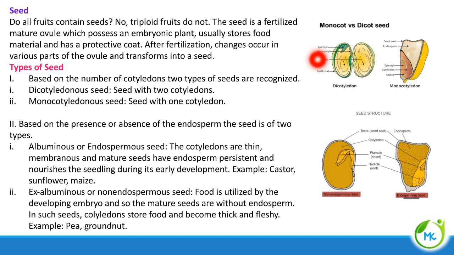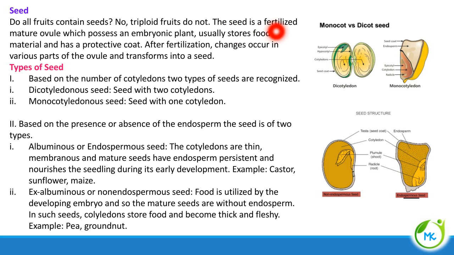What is a seed? So, in flowering plants, sexual reproduction takes place by 2 events, pollination and fertilization. Once the fertilization process is done, the ovary will transform into a fruit and ovule will transform into a seed. Thus, you can define seed as a fertilized mature ovule. This seed will possess an embryonic plant and it usually stores food material, and the seed has a protective coat. This protective coat is derived from the integument of the ovule.